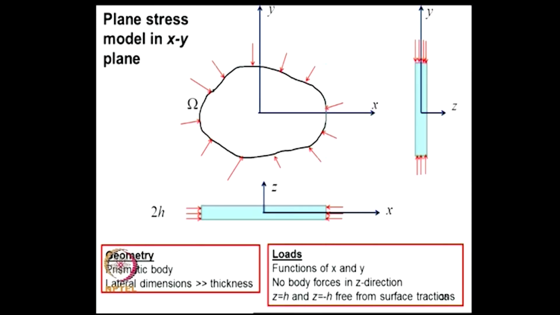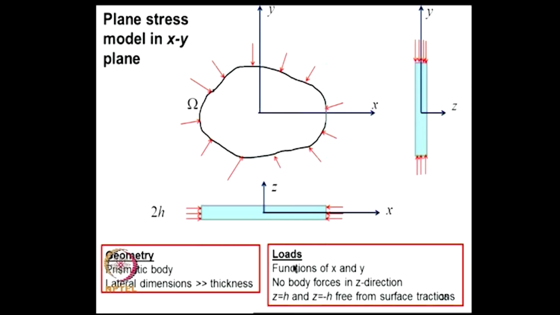Now, for the specification of geometry for the plane stress model, we restrict our attention to a prismatic body. So, this is what is meant by a prismatic body. Along the z axis the cross sectional area and cross sectional properties do not change, and the lateral dimensions are much greater than the thickness. So, this thickness is smaller compared to the lateral dimensions. This is the restriction on geometry.